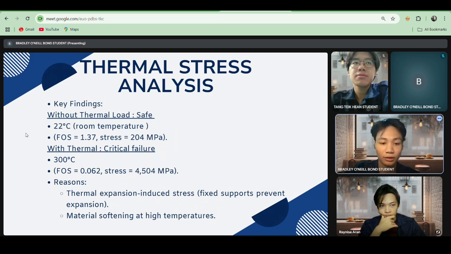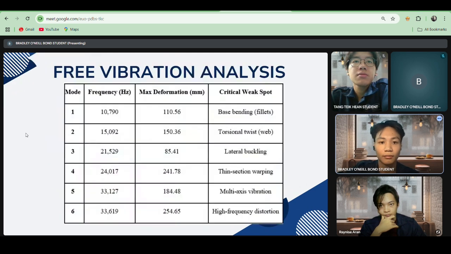But with the thermal, it was at critical failure, where the temperature was 300 degrees Celsius, and the safety factor dropped to 0.062, and the stress increased to 4,504 megapascal. The reason for the failure is thermal expansion induced stress, where the fixed support prevents expansion, and material softening at the high temperature.